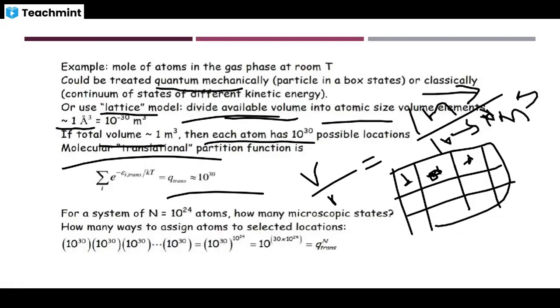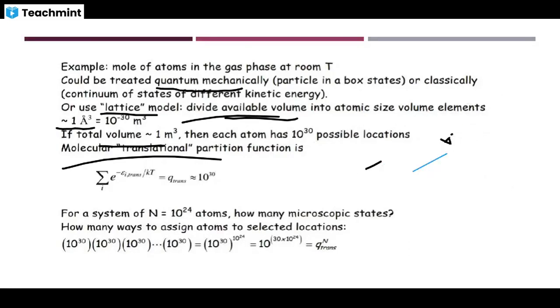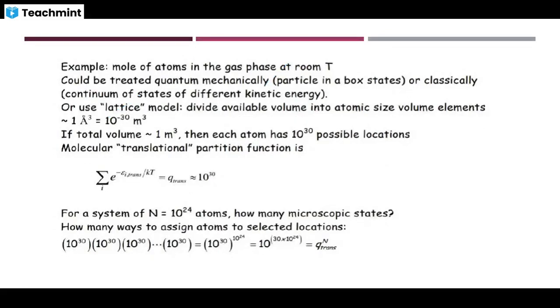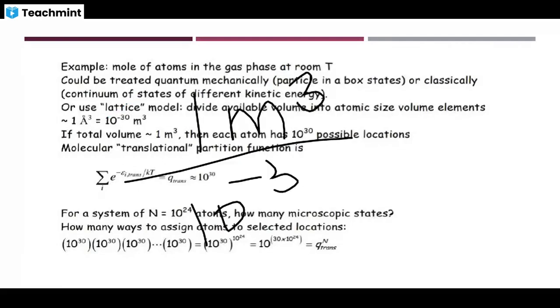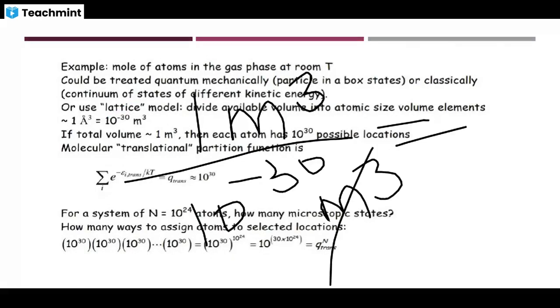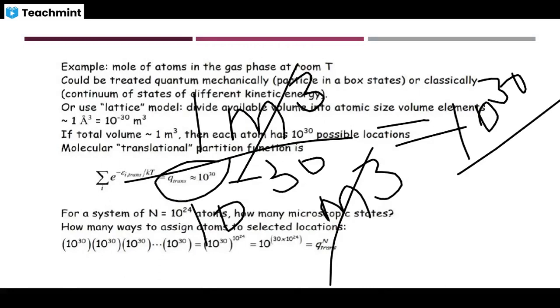So if the total volume is 1 meter cube and each molecule occupies only 10 to the power minus 30 meter cube, then you can cancel meter cube and meter cube, and you get 10 to the power positive 30. So that is the available translational partition function, because each atom has 10 to the power 30 possible locations to be placed.